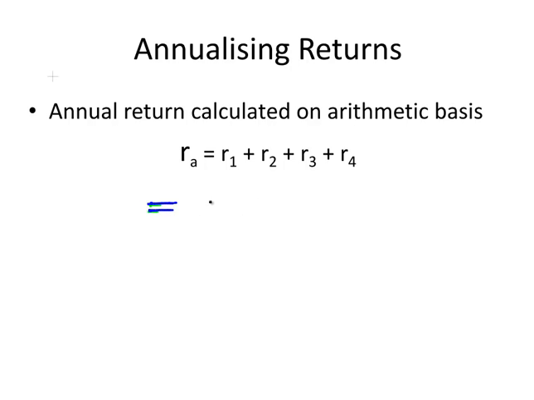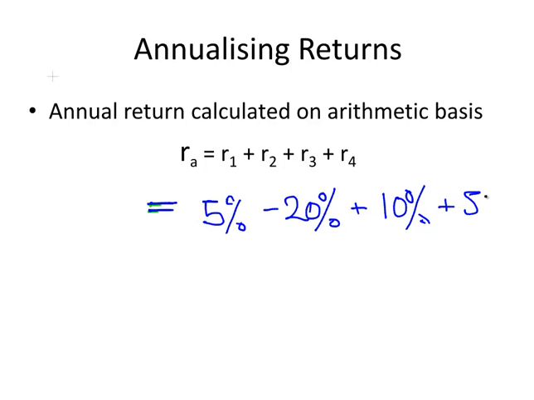So again, in the first instance, the fund went up 5%. Then it went down 20%. Then it went up 10%, and then up 5%. So the arithmetic basis of that there is 0%. Now, is that a very satisfactory answer?